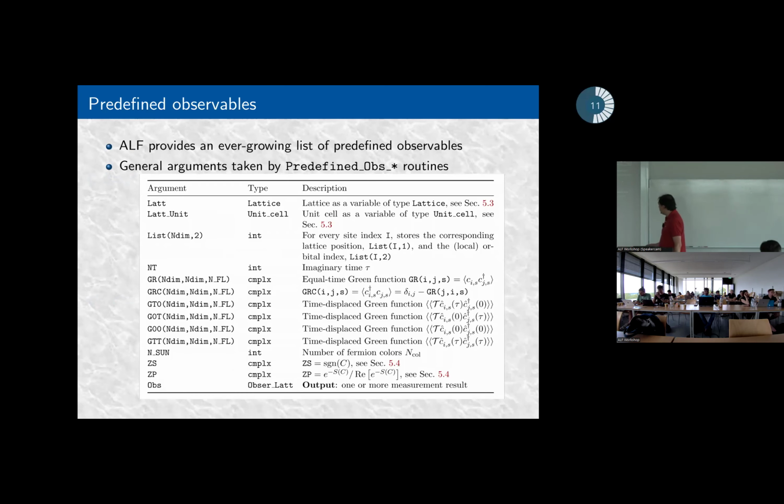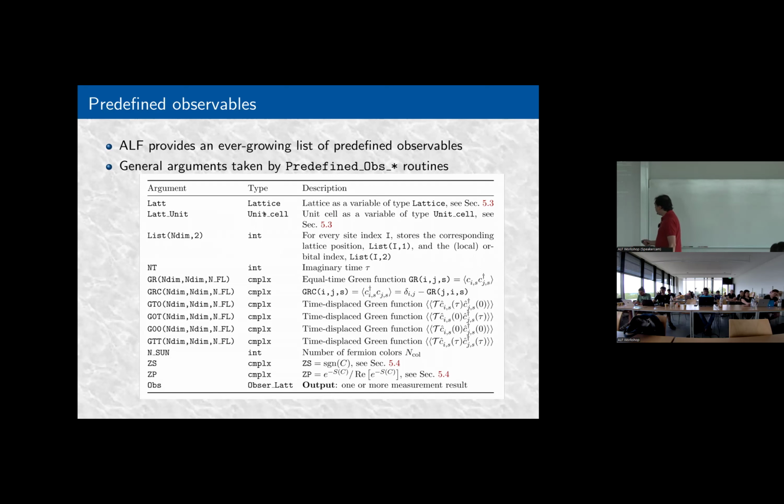The ALF comes already with a library of predefined observables, the ones which are probably most useful. Generically, all the observables are defined by subroutines which are named predefined underscore ops, and then the name of the observable. All these routines typically take as parameters a series of data, which I indicate here. We try as much as possible to have a similar syntax, so that we have a consistent way to define the routines with predefined observables.